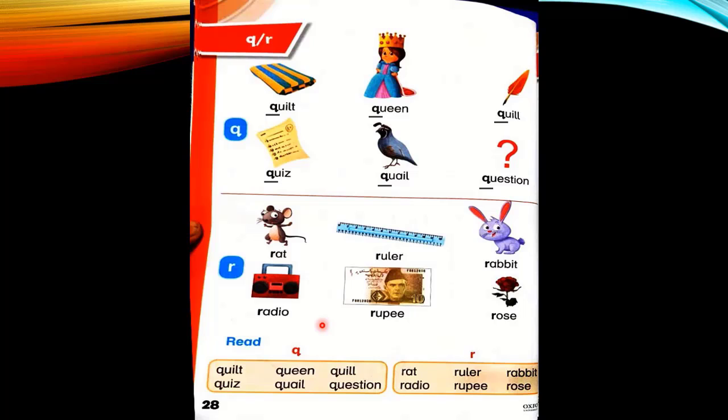Now underline the starting sounds of these pictures. R. Rat. R. Ruler. R. Rabbit. R. Radio. R. Rupee. R. Rose. So now you all know the vocabulary of qu and r.